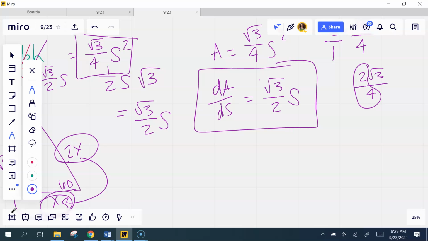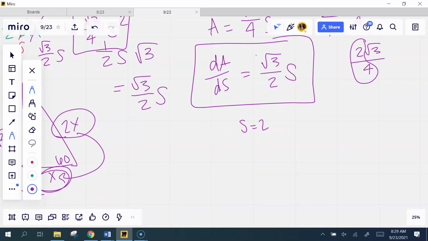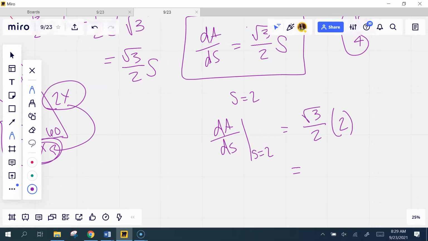Evaluate the rate of change of A at S equals 2. Well, then we can plug in. So dA/dS when S equals 2 would be the square root of 3 over 2 times 2. It'd be square root of 3. Yeah, I got that. How about the rate of change when S is 10?